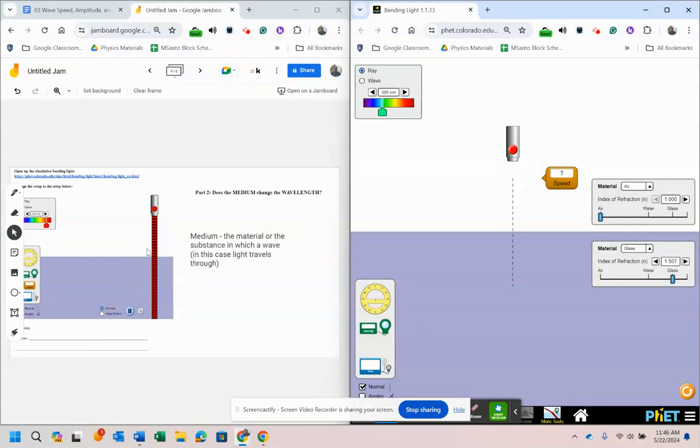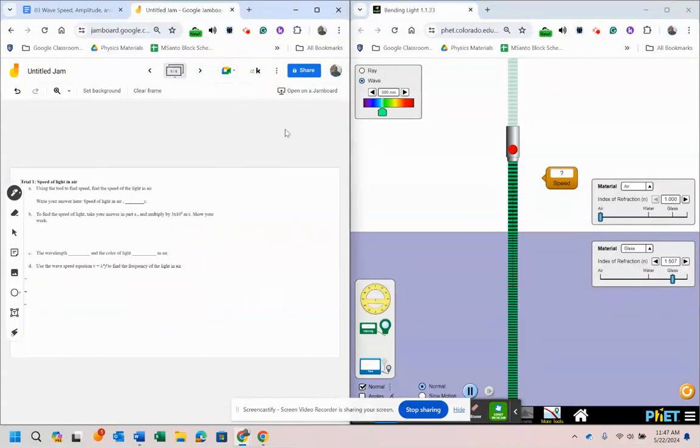All right. And what we're going to do in this part, we're going to see if the medium, and the medium, just to refer to what this is, can be the air. It could, in this case, be the glass or the water. It's the substance or the material which a light wave travels through, or any wave for that matter. But we're dealing with light right now. So once we have this set up here, we press a button and it turns the laser on. We can click on wave, and then you can see the wave as it goes from one substance to the next, from air to the water.